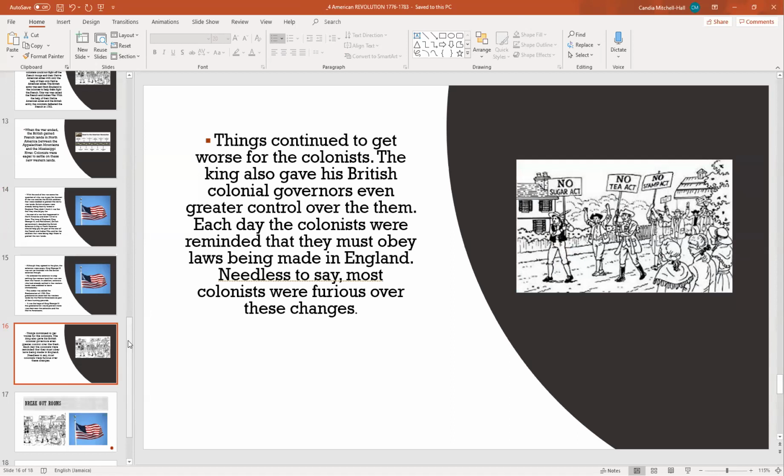Very good. Now I want to ask you this question. Why do you believe that the colonists were upset that every single day the governors, remember each of the 13 colonies had their own governor, were going to remind them every day that, listen, you need to follow the laws of England? Why do you believe that they were upset?